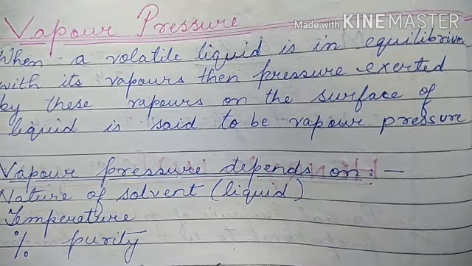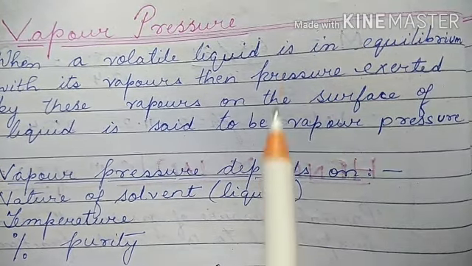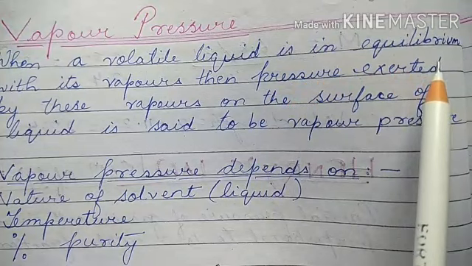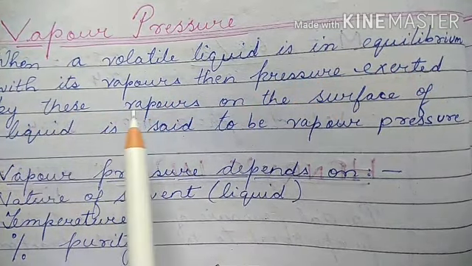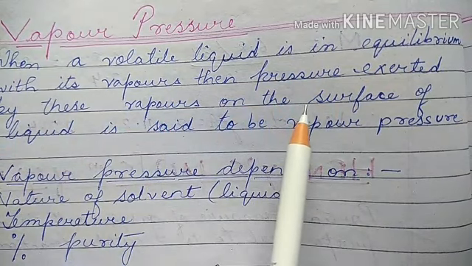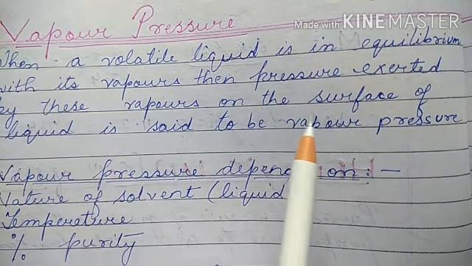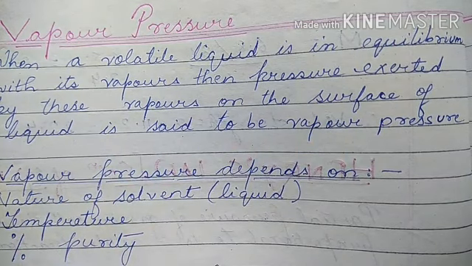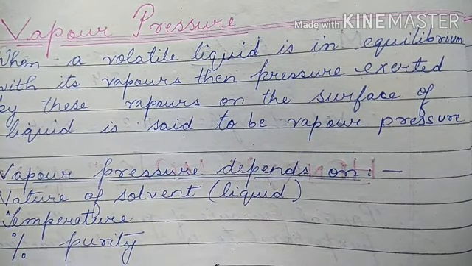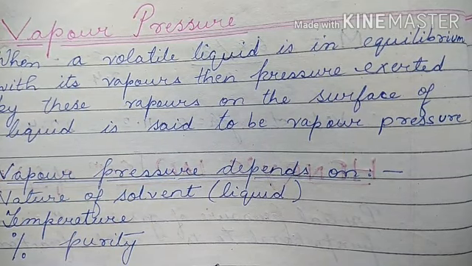Our next topic is vapor pressure. When a volatile liquid is in equilibrium with its vapors, then the pressure exerted by these vapors on the surface of the liquid is said to be vapor pressure. Vapor pressure depends on nature of the solvent, that is the liquid. It depends on temperature and also on the percentage purity.